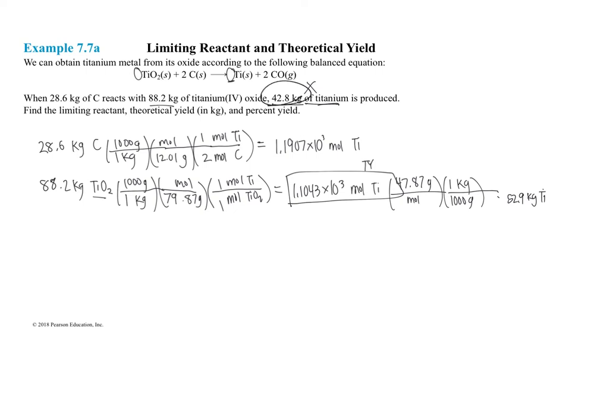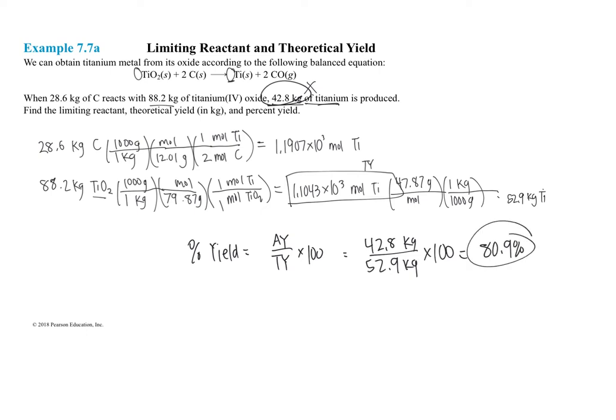So in their experiment, they produced 42.8 kilograms. So if I want to find percent yield, I'm going to do actual yield from the experiment over theoretical yield times 100. So I'll get 42.8 kilograms divided by 52.9 kilograms times 100. My percent yield is 80.9%. So pretty good.